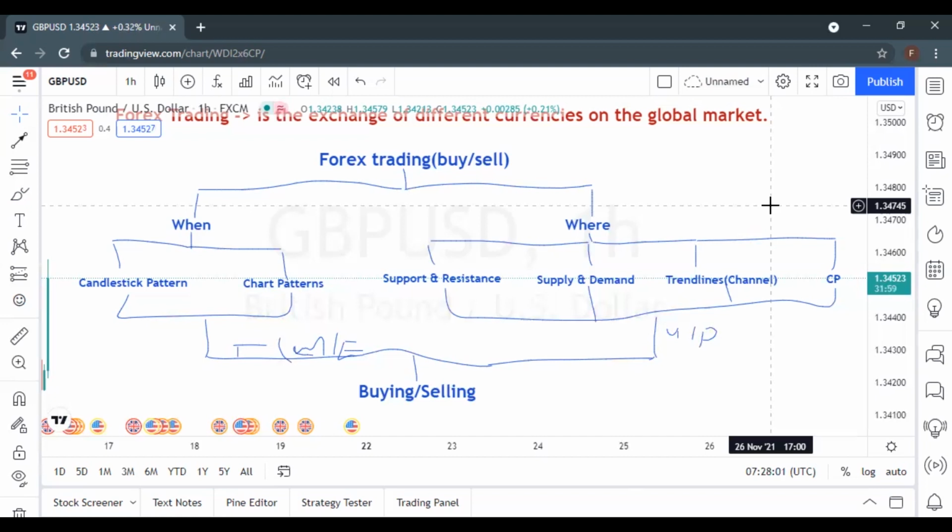So guys, this is it for today's session. See you in the next session. We're going to be talking about something different. So basically, this is an introduction to Forex trading. If you are going to be doing this on your own, just look into these topics.